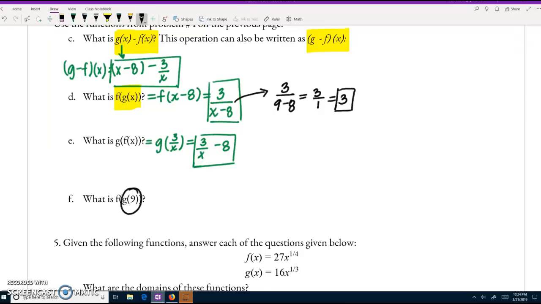The other would be to find g of 9 first, which would be 9 minus 8, which is 1, and then to find f of 1, which would be 3 over 1, which would be 3. Either way, you get to the same final answer. But if you don't have to solve for the f of g of x first, sometimes it's easier to do that numerical replacement instead.